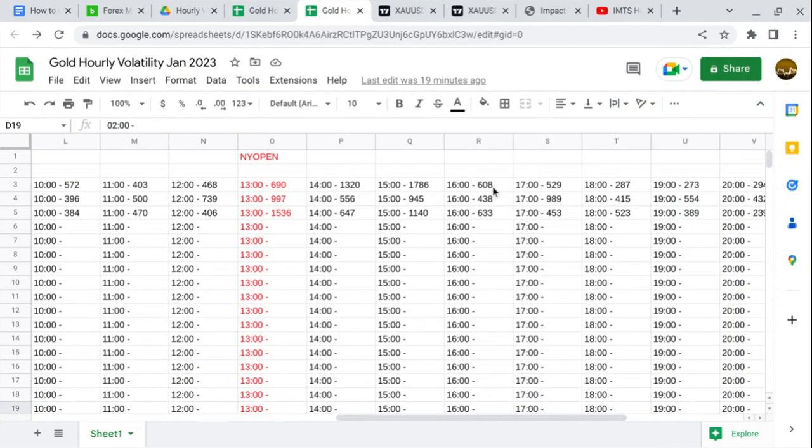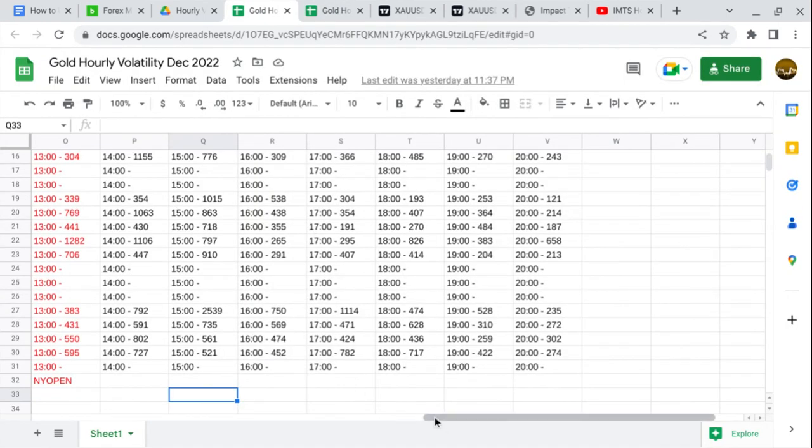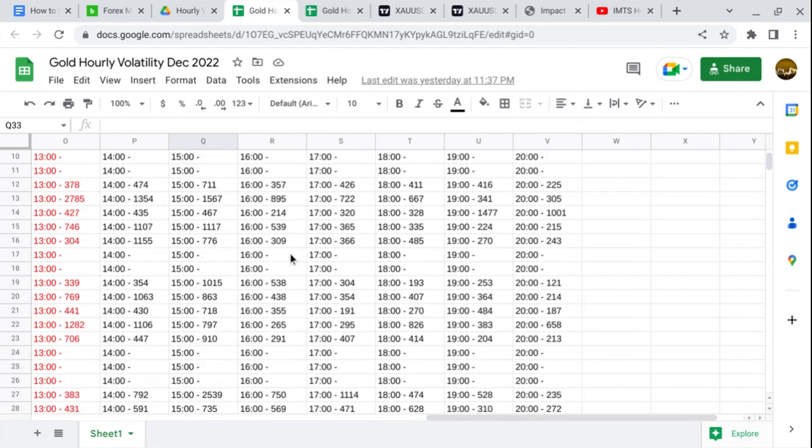On Monday, 600. On Tuesday, well, the third, the fourth, moved 400. And then let's see what the 1600 hour did in December. 1600, 400, 400, 500, 700. On the low end, 300, 250, 300, 400, 500, 300. That's on the low end. We've got some 500s. That's 1,000.